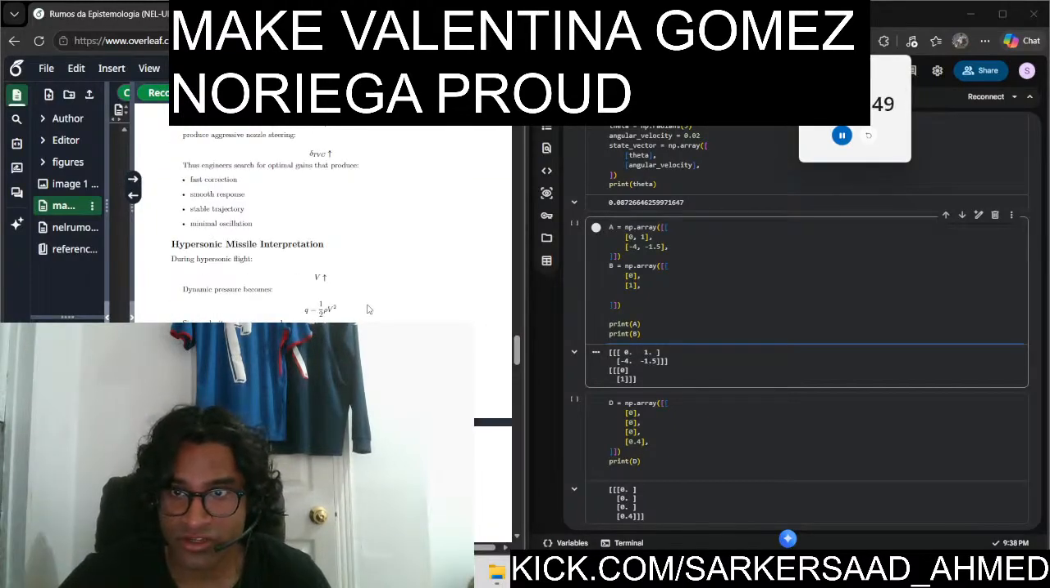Right. So during hypersonic flight, the dynamic pressure, Q, is equal to half rho v squared. And since the velocity appears as v squared, small steering commands can produce very large aerodynamic moments.